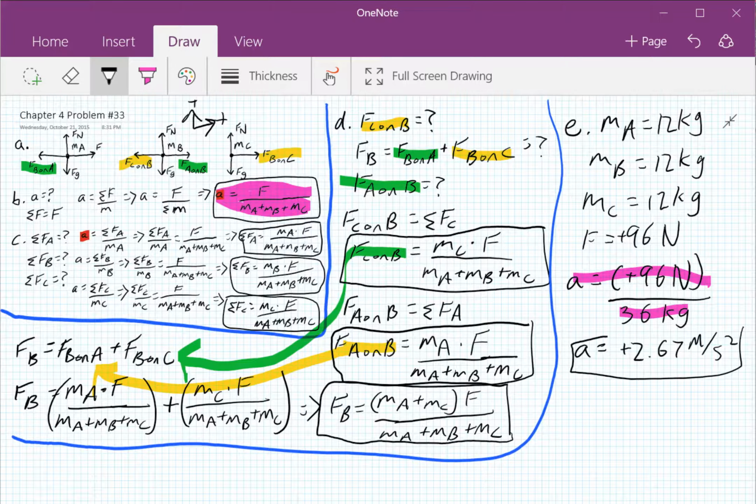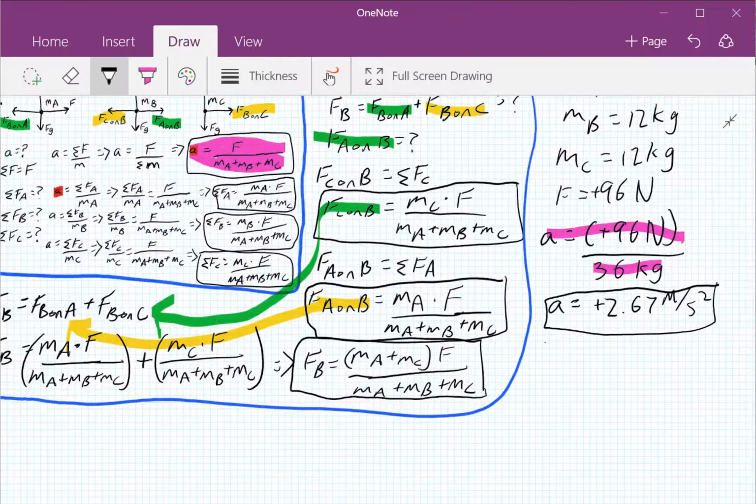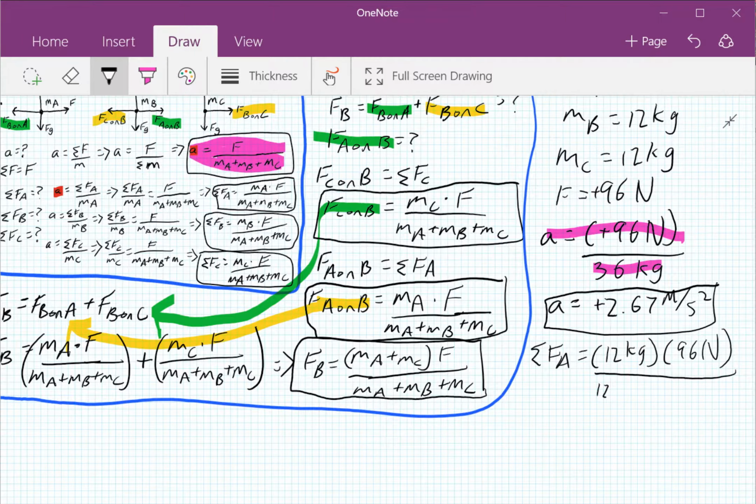There's one part done. Now we've got to get the answers for part C. You'll notice all the masses are the same, so we just have to find it one time and it would equal all the others. So we can write the sum of the forces on A will equal 12 kilograms times 96 newtons, all divided by 12 kilograms plus 12 kilograms plus 12 kilograms. So you get the sum of the forces for A is 32 newtons.